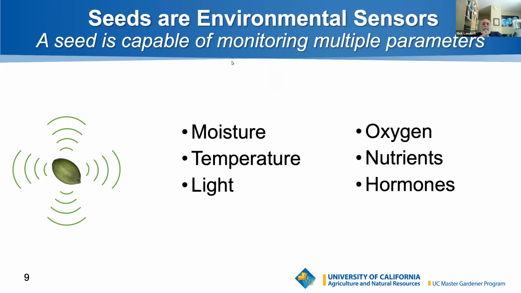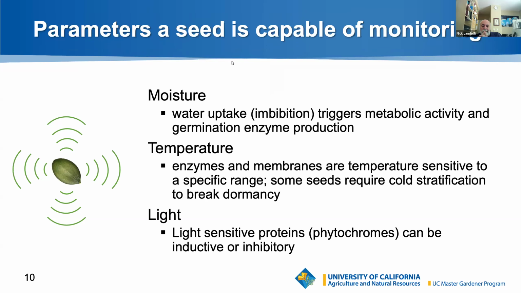We hear a lot about artificial intelligence these days, but a seed is an exquisite example of natural intelligence. Seeds are sensors. They can monitor a variety of environmental parameters. These include moisture, temperature, light, oxygen, nutrients, and hormones. Let me give you a little detail on each of these.